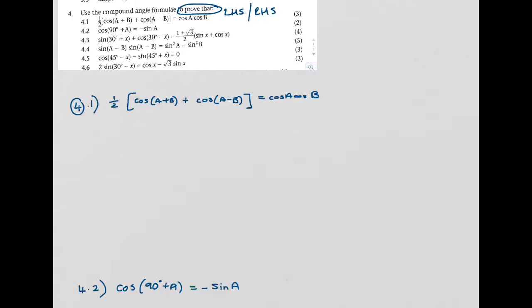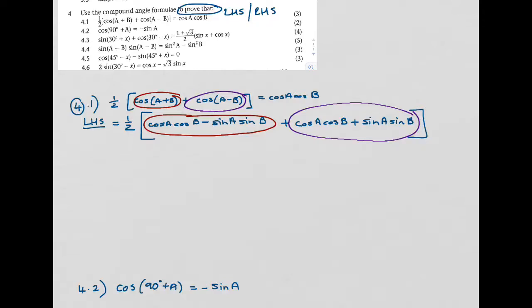So for the first one, we're working with half cos(A + B) + cos(A - B) all in a bracket, and it must equal cos A cos B. So we've got to work with the left-hand side here. It is clearly the more complicated side.